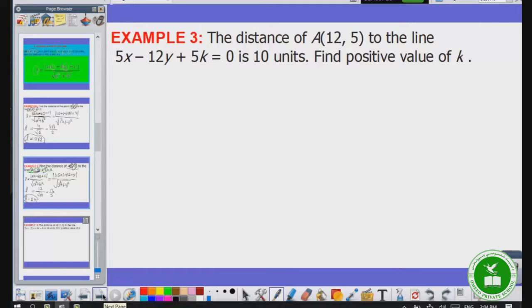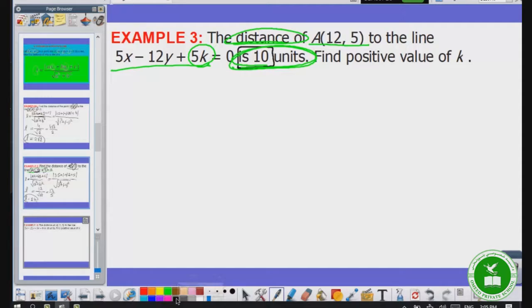Example 3. The distance of A to the line 5x minus 12y plus 5k is equal to 0 is 10. Means the distance between point A and this line is 10. Find the positive value of k. Okay, you see the distance of point A to this line is given as 10 units. Then we need to calculate the value of k.